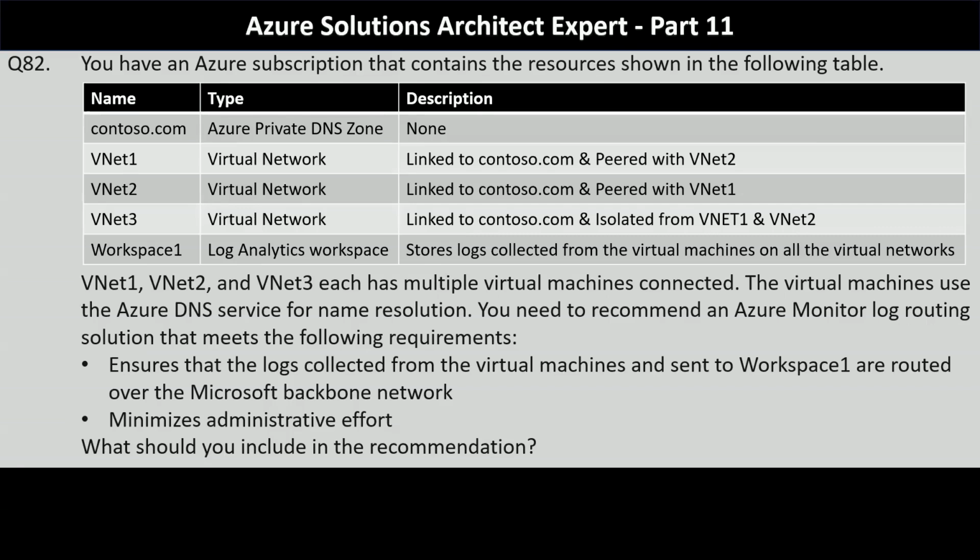Then you have a Log Analytics workspace named Workspace 1, which is used to store logs collected from virtual machines on all the virtual networks. VNet 1, VNet 2, and VNet 3 each have multiple virtual machines connected. The virtual machines use the Azure DNS service for name resolution. You need to recommend an Azure Monitor log routing solution that meets the following requirements. Ensure that the logs collected from the virtual machines and sent to Workspace 1 are routed over the Microsoft backbone network. Minimize administrative effort. What should you include in the recommendation?